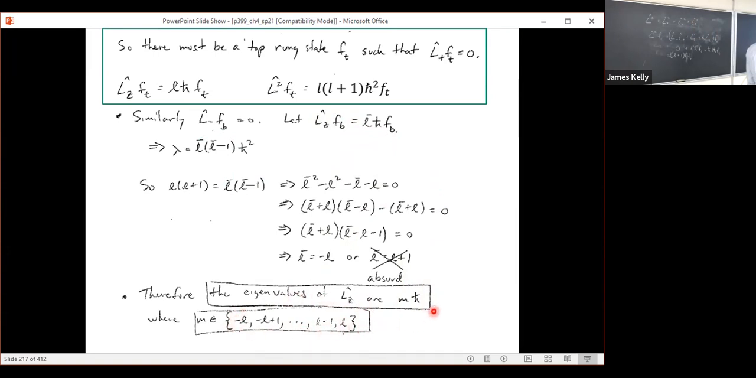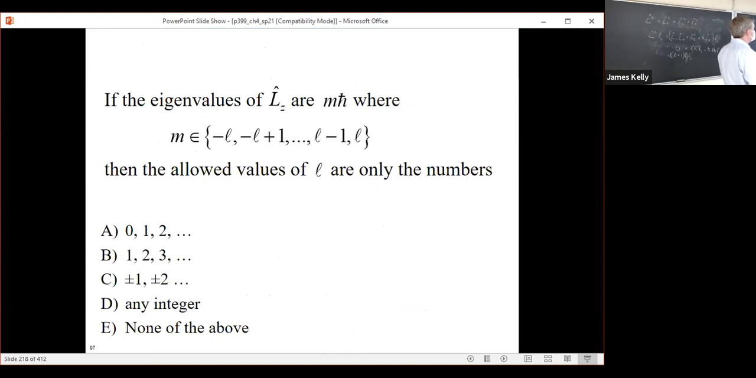And so the allowed values of LZ are multiples of H bar, where the multiples have to be between minus L and L. I know it's not the most exciting result, but it's sort of narrowing down. Since we're not solving partial differential equations, we don't have a lot of concrete stuff to work with, but we do have to do these algebraic kinds of manipulations, and they're easier than solving differential equations.